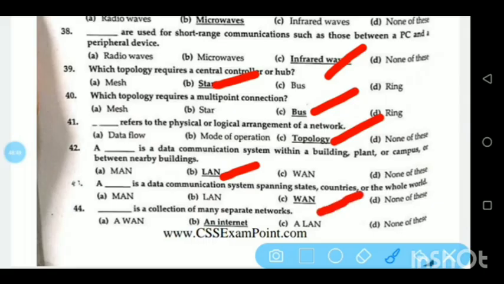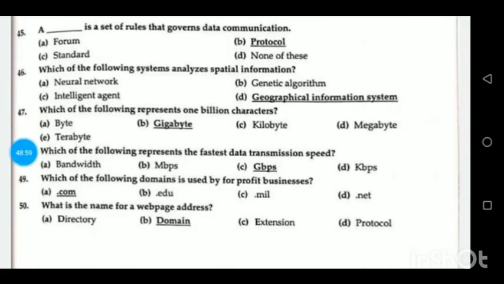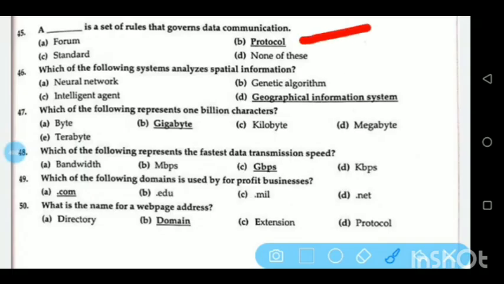A WAN is a data communication system spanning states, countries or the whole world. Dash is a collection of many separate networks and internet. A protocol is a set of rules that governs data communication.